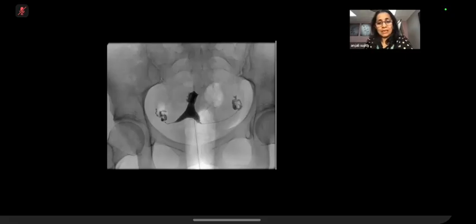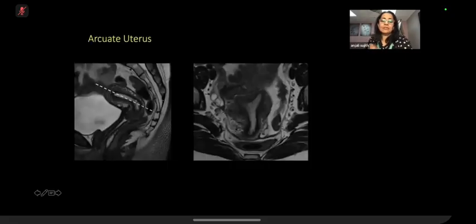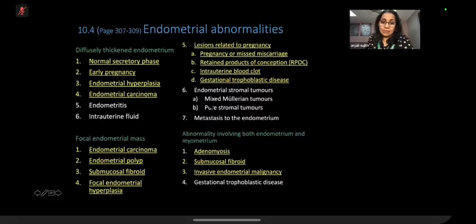Yep. Good. So this is an arcuate uterus, where it's essentially a normal uterus, except that there is a prominent fundal impression on the upper part of the endometrial cavity. So this is an arcuate uterus. So that brings us to the end of congenital anomalies.